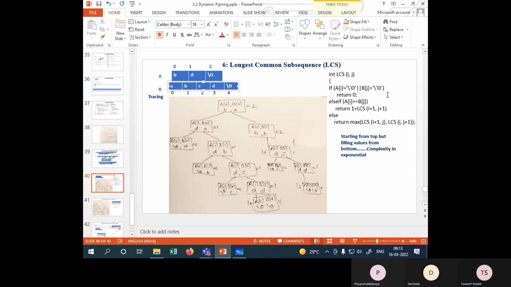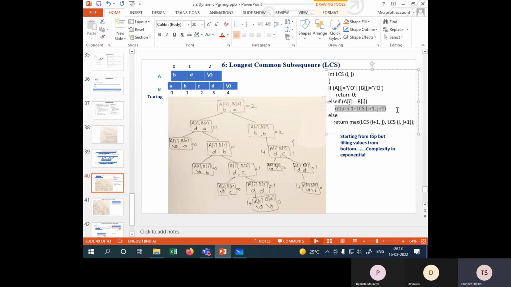That is point number 1. Point number 2 is that if A[i] is equal to B[j], which means if we are at location i of this string A, at location 0, i equal to 0, what is present at A of 0? B. What is present at B of 1? B. So these are equal. When two alphabets in the two strings become equal, the condition is this. But if both the cases are not true, then we take the maximum of this, which we will see from this tree.